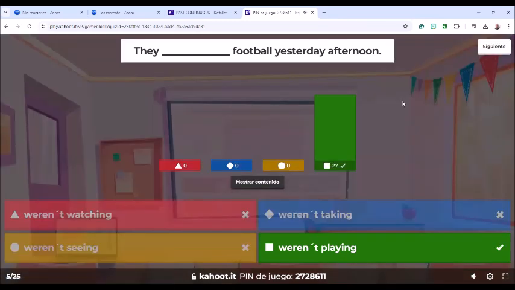As I told you before, the contraction in negative sentences is common. Like in this case that we have weren't playing because we are talking about they, plural subject. They weren't playing football yesterday afternoon. Excellent.